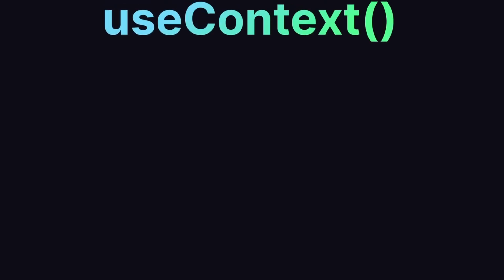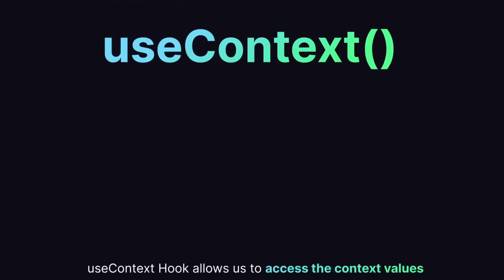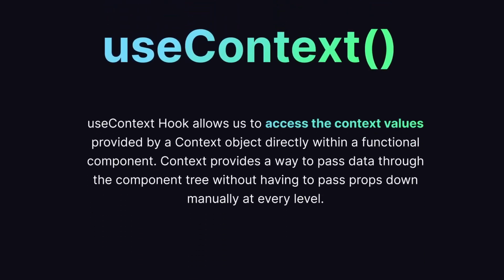Now let's talk about the use context hook in React.js. The use context hook allows us to access the context value provided by the context object directly within the functional component. Context provides a way to pass data through the component tree without having to pass props down manually at every level, something which we just saw a few seconds ago. So now we only care about the use context hook, and now let's get into it.